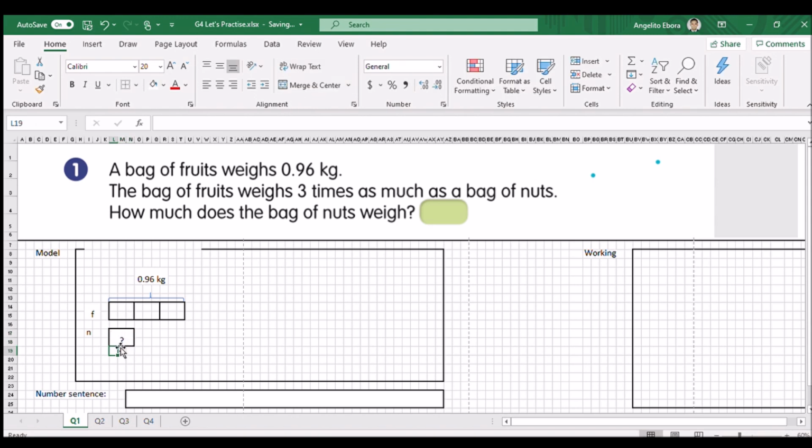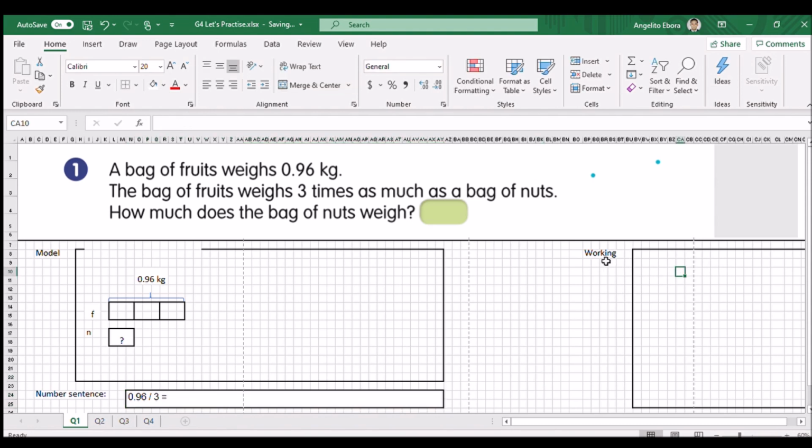So how do we find this? We know that these 3 units total 0.96, so we need to divide. 0.96 divided by 3. I just use this sign to show that this one is division. Divided by 3 is equal to blank. So this one is the number sentence.